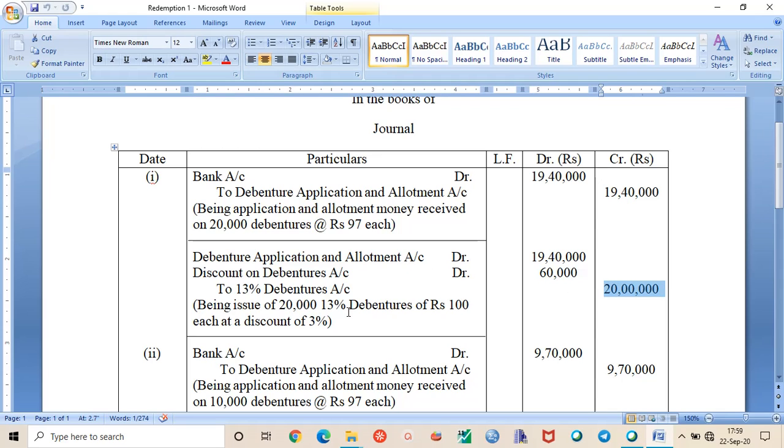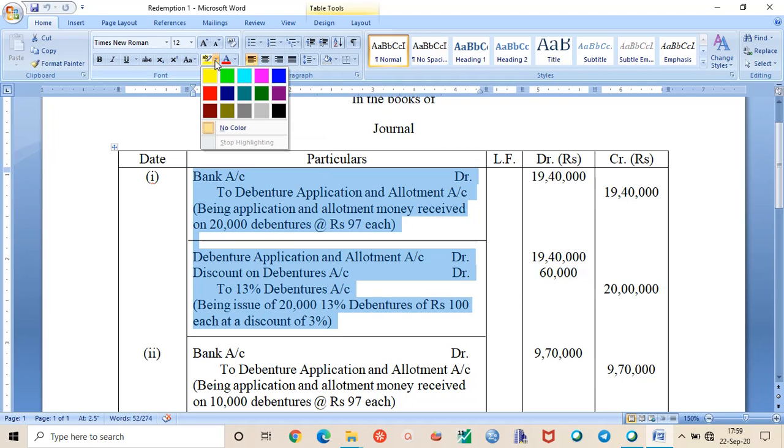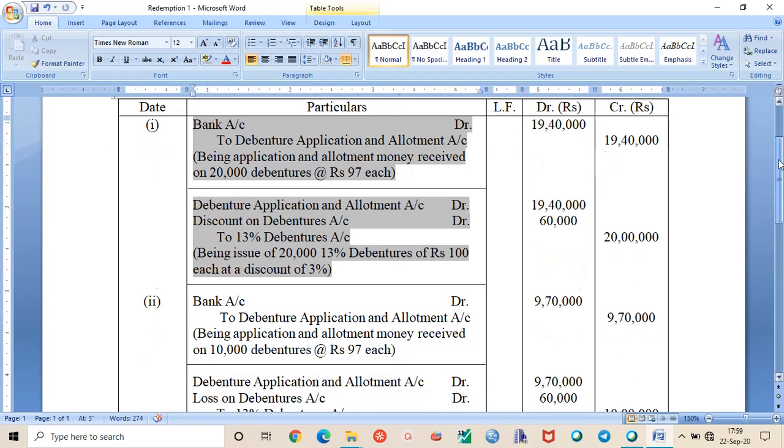When you make the second entry, the debenture application and allotment account will be debited. There was a discount of rupees 3 per debenture, so 3 into 20,000 is 60,000. This is your discount. So: debenture application and allotment account debit, discount on debentures account debit, to 13% debentures. This is your second entry. You know this particular entry, so I'm closing this. Now let us move on to case number two.